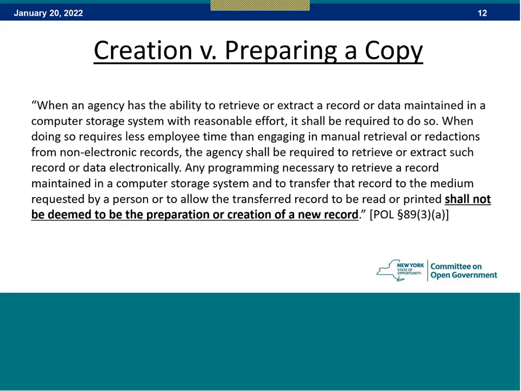There's another provision of FOIL that states when an agency has the ability to retrieve or extract a record or data maintained in a computer storage system with reasonable effort, it shall be required to do so. That is not considered the preparation or creation of a new record.